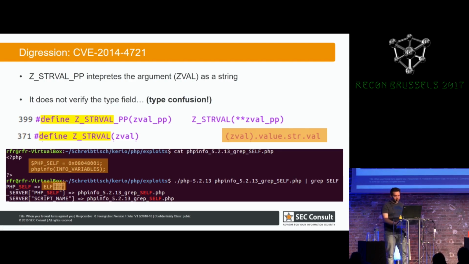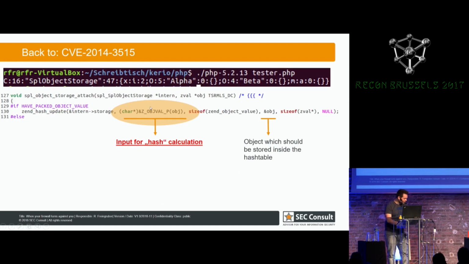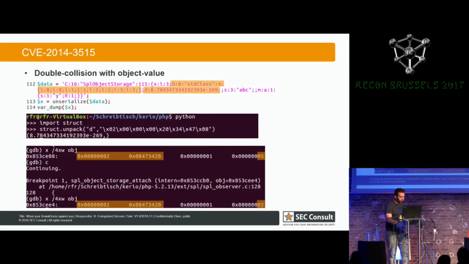But we can use the same idea for our exploit, because the input for this hash calculation is using this macro here. It just says take the object, because we should just store objects in this object storage, and interpret it always as an object. But it does not verify if this object is really an object. So what I can do is store inside this object storage a double value or an integer or a string, and set this double value in a way that it results in the same input for the hash calculation.